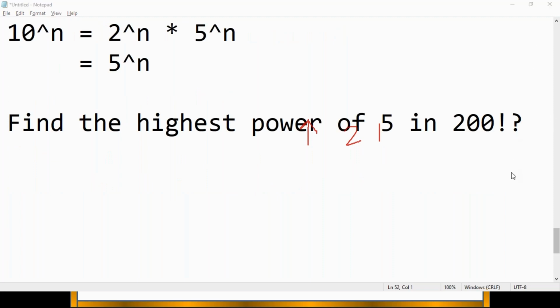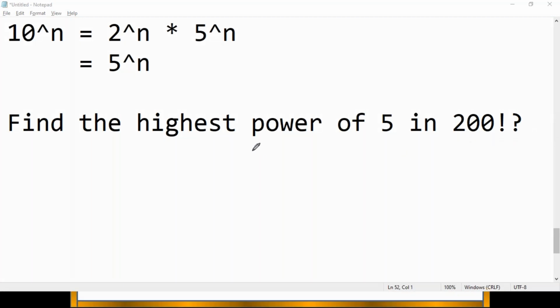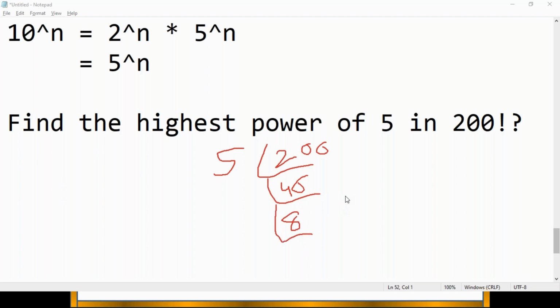Please focus. First of all, is 5 a composite number or a prime number? Directly a prime number. So whenever they give a prime number, 5 is the divisor for 200. So 5 40s are 200, 5 8s are 40, and 5 1s are 5. Ignore the remainder. So 1 plus 8 is 9, 9 plus 40 is 49. 49 is the highest power of 5 in 200 factorial.